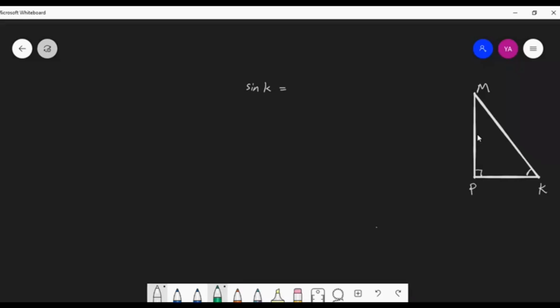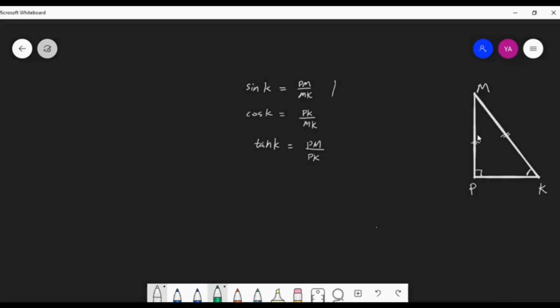PM by MK, right? PM by MK, because PM is the side opposite to angle K, divided by the hypotenuse, MK. Okay. What is cos K in this picture? PK by KM, KM or MK, no problem. Then tan K, what is tan K in this picture? PM by PK, opposite side by adjacent side.